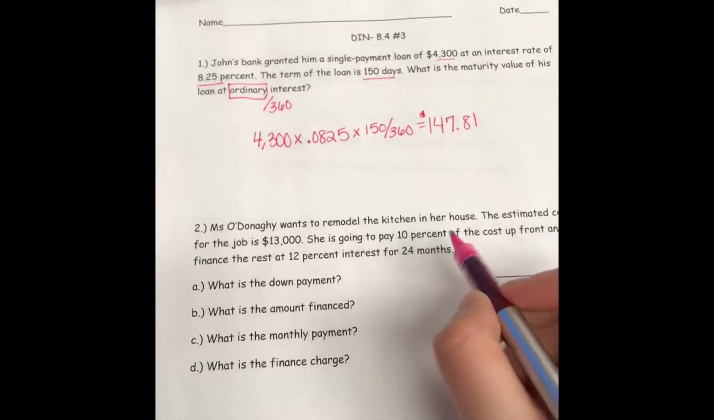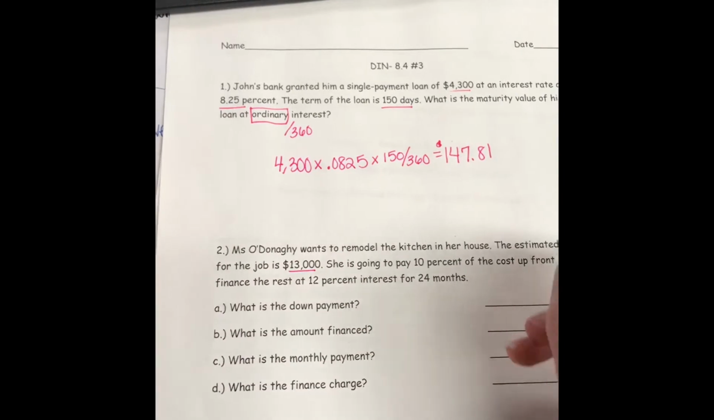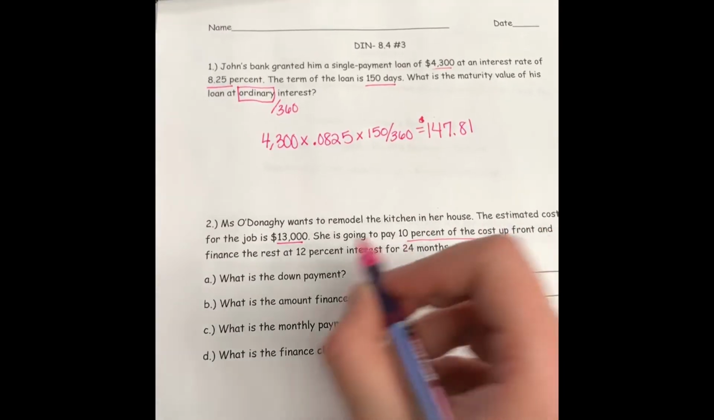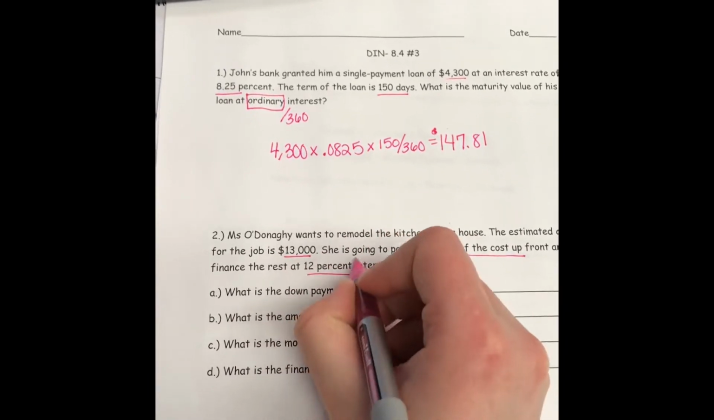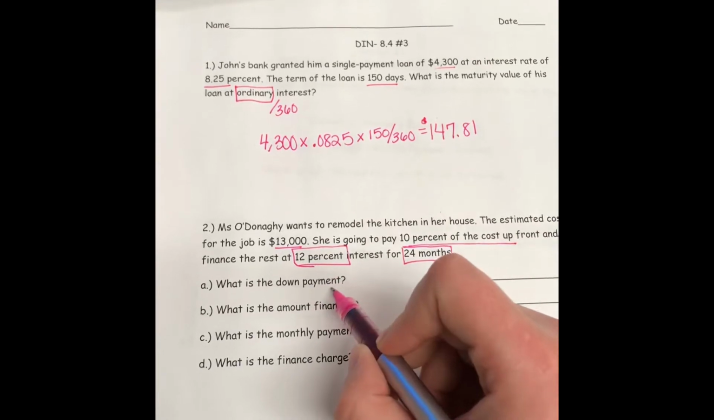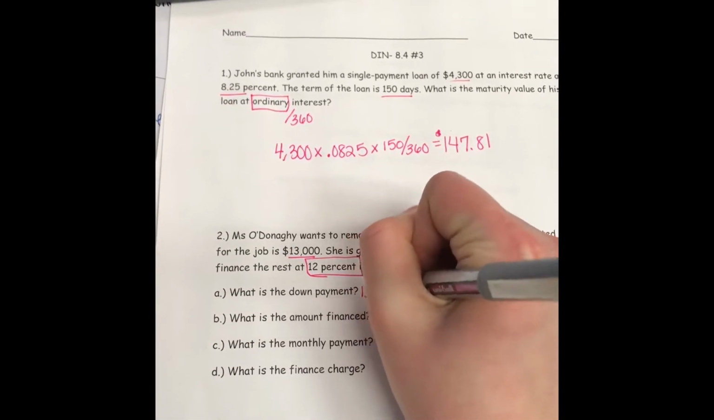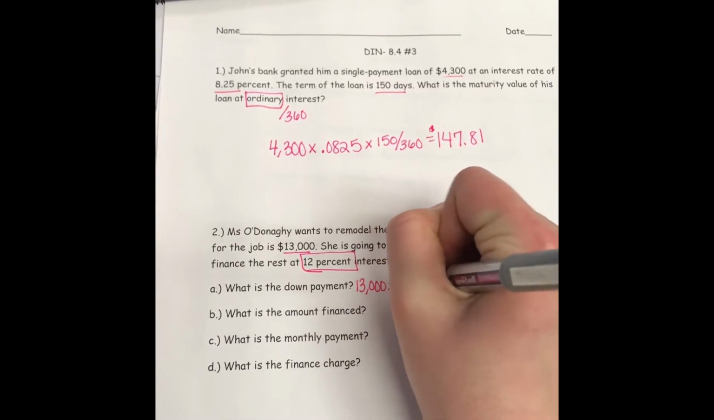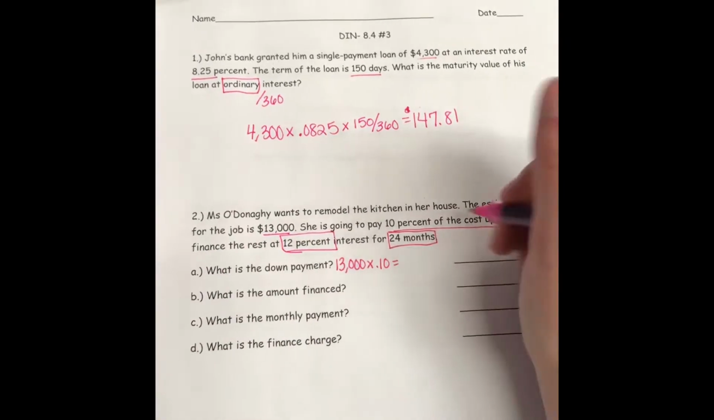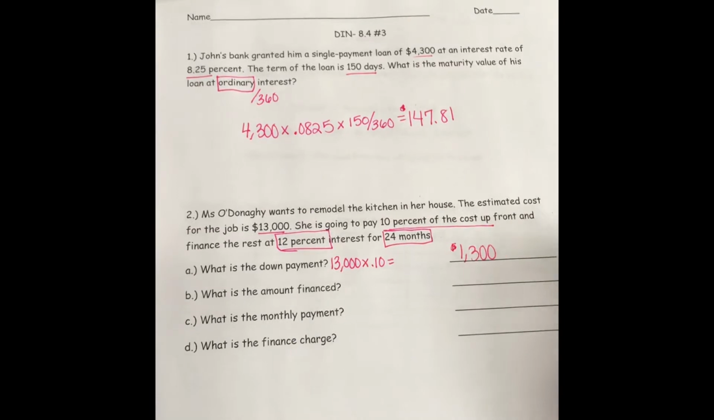Miss O'Donoghue wants to remodel the kitchen in her house. The estimated cost of the job is $13,000. She's going to pay 10% of the cost up front and finance the rest at 12% interest for 24 months. So my down payment is 10% of $13,000. So I'm going to take $13,000 and multiply it by 0.10. That is $1,300 for a down payment.